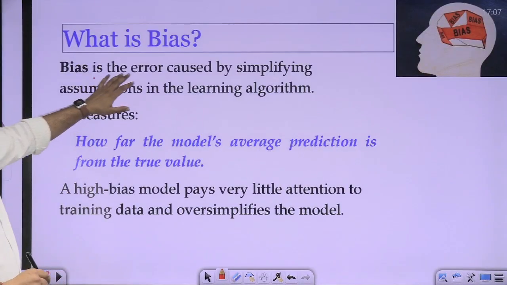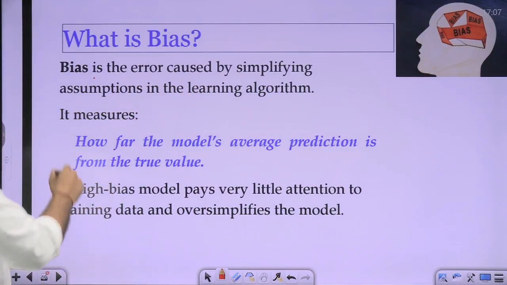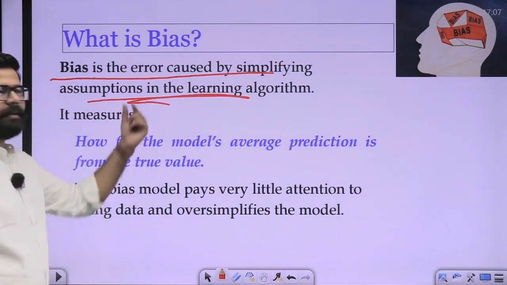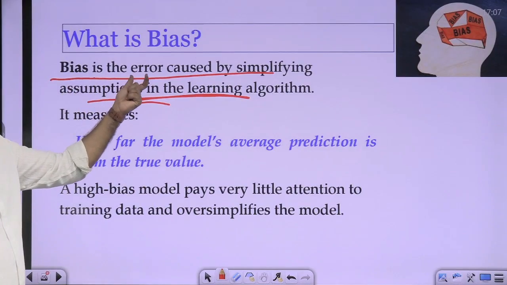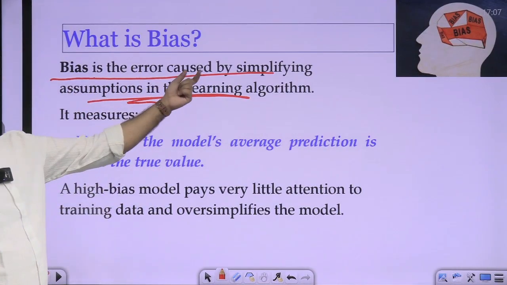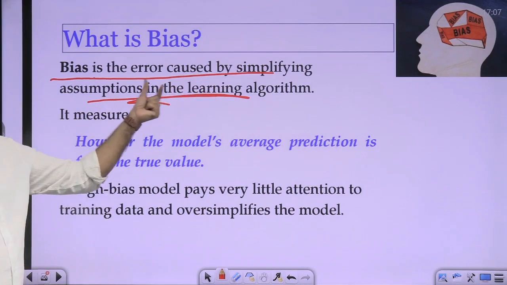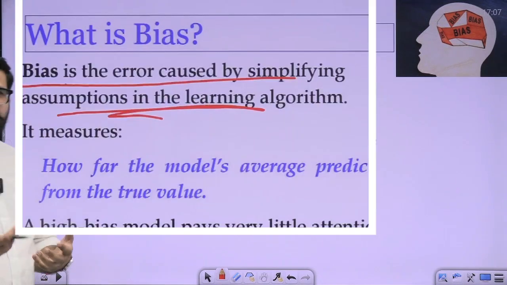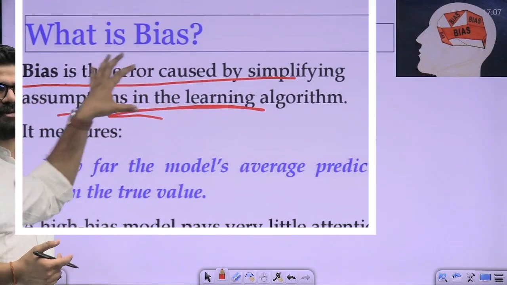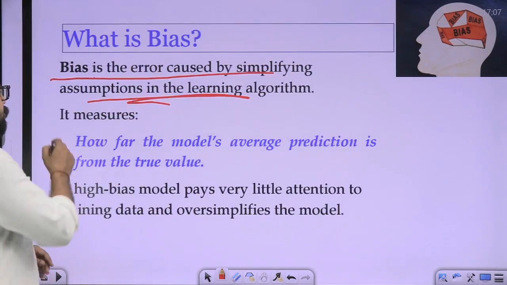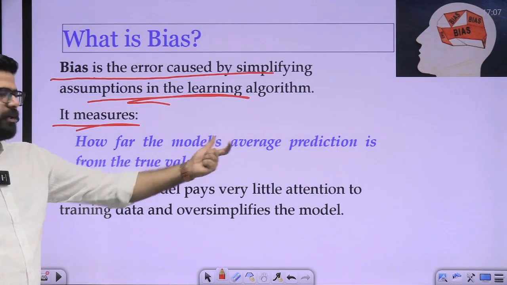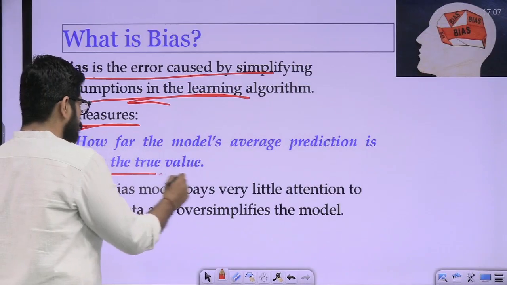So bias is an error caused by simplifying assumptions in your learning algorithm. Simply we can say that bias is the error. Whatever machine learning algorithm you are applying, there will be certain assumptions, and these are the assumptions you take care of there. What does it measure? How far your model's average prediction is from the true value.